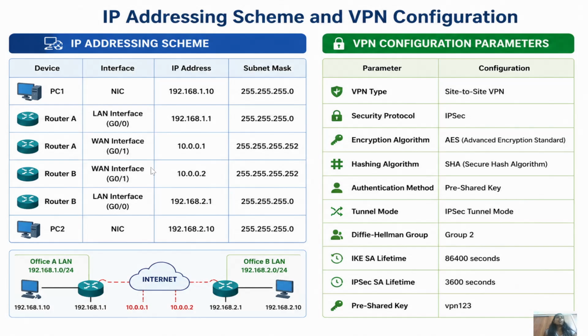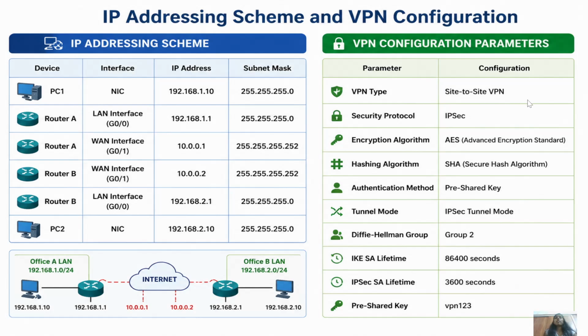Router B has a WAN interface and an IP address of 10.0.0.2. Router B has LAN interface Gi0/0 of 192.168.2.1. PC2 has an interface and is 192.168.2.10. And these are the VPN configuration parameters.